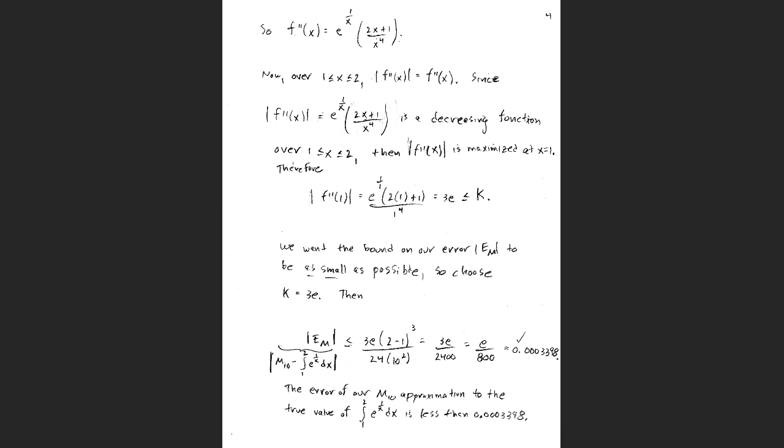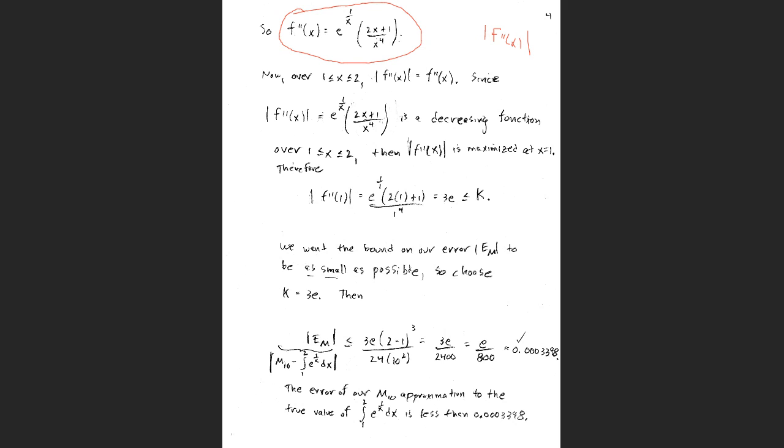All right, so now we want to find k. We have our second derivative. And so now let's go to the next page here. There's our second derivative. But remember, we want the absolute value of the second derivative.